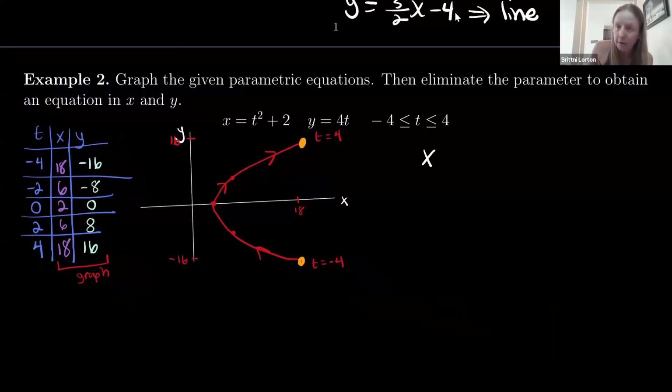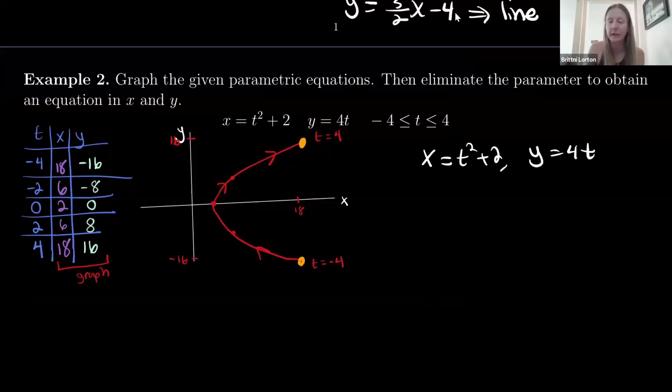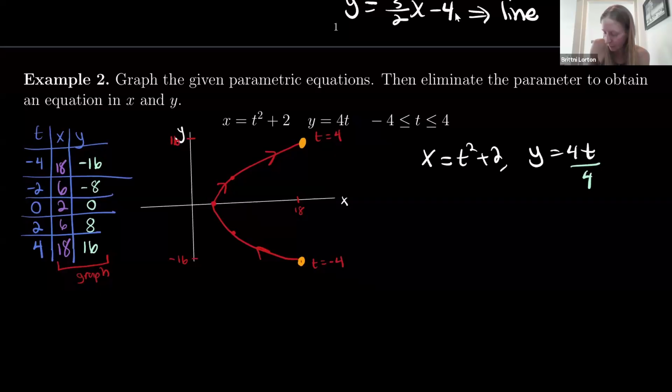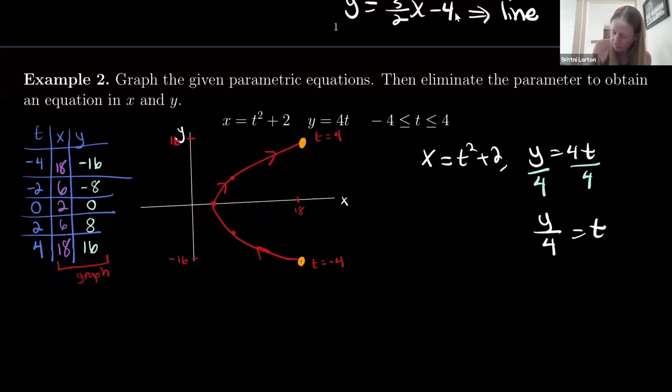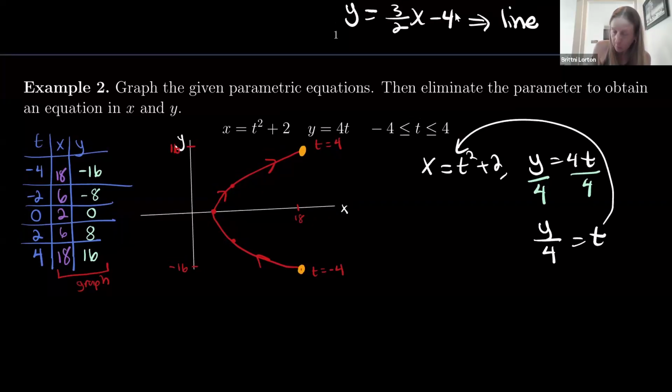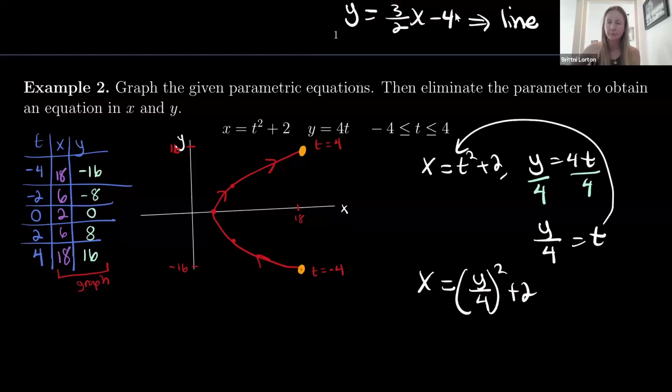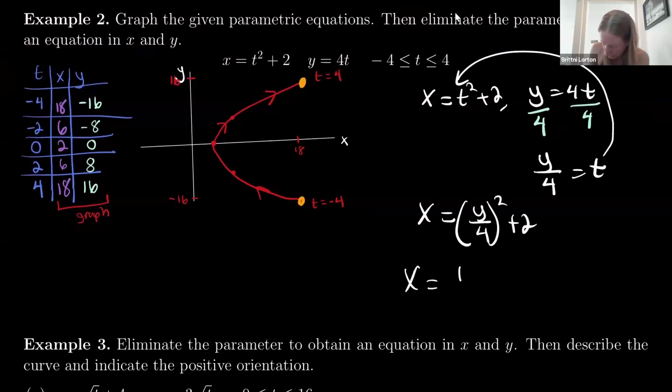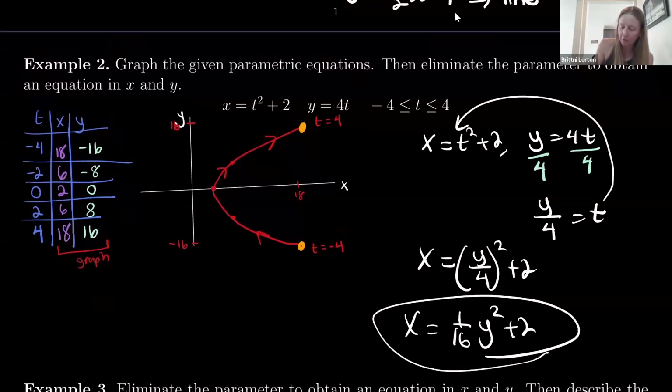So I'm going to rewrite my set of equations, x equals t squared plus 2 and y equals 4t. The way to eliminate the parameter is to solve for t and plug it into the other. Now, it doesn't actually matter which one you solve for t. So I'm going to choose the easier one, which would be the y. If I divide both sides by 4, I get y divided by 4 equals t. And then I can plug that into the other equation, and I'm going to get x equals y divided by 4 squared plus 2, which I suppose I could simplify to be x equals 1 over 16 y squared plus 2.